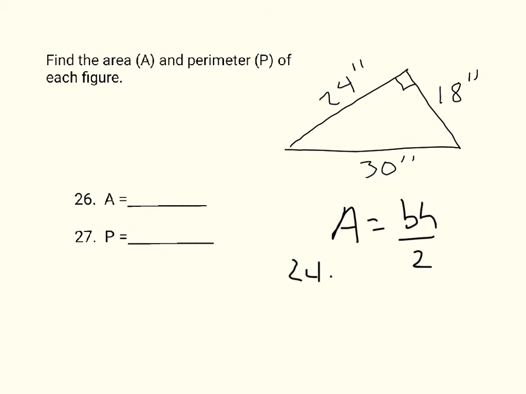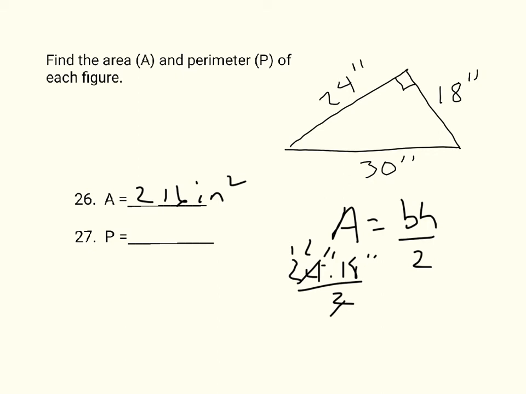So we'll just write 24 times 18 divided by 2, and that would be the same as 12 times 18, which results in 216. This is inches times inches, so it'll be square inches.